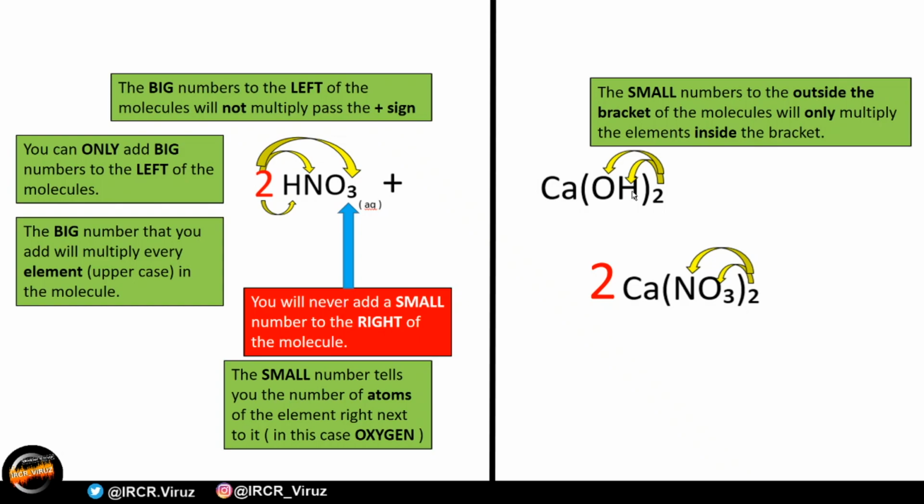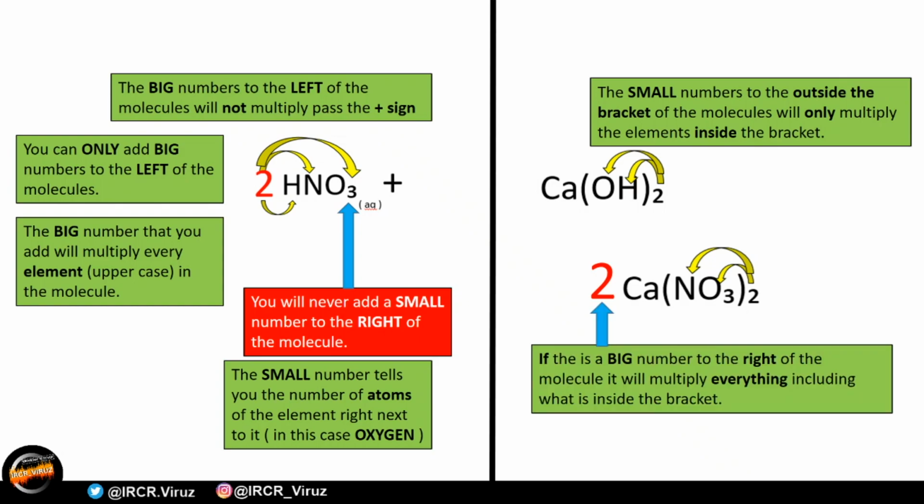And the big number, if the big number is on the left of the molecule, it will multiply everything, including what is inside the bracket. So over here we got the calcium, we multiply by the 2, and we'll also multiply everything inside of it, okay? So the little 2 on the outside can only multiply the stuff that is inside the bracket, but the 2 over here will multiply everything all together, okay?